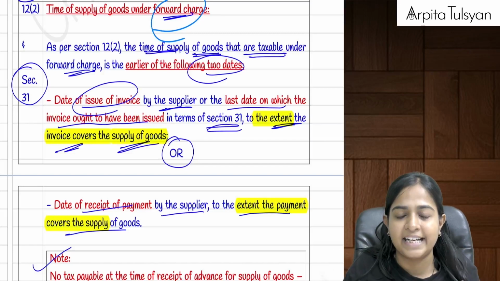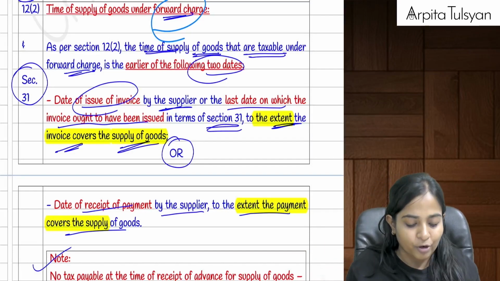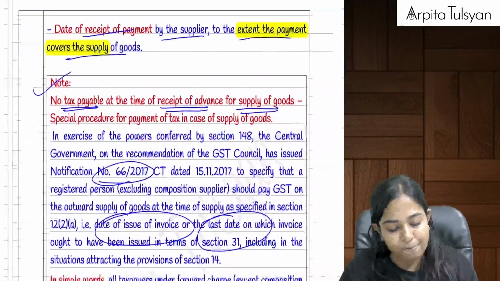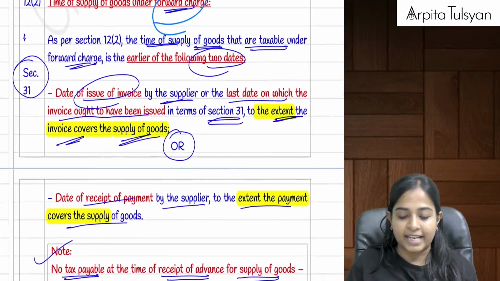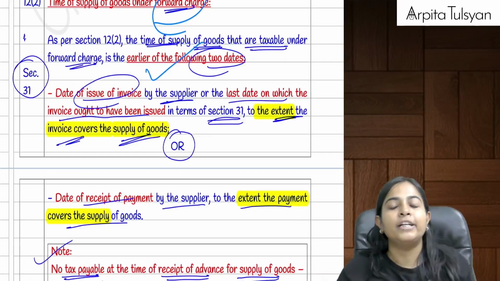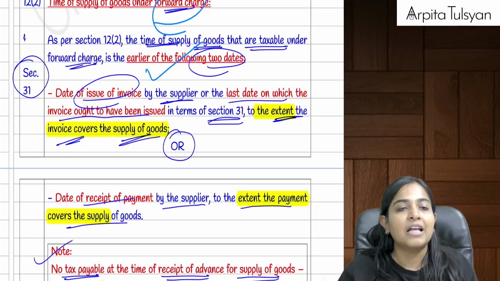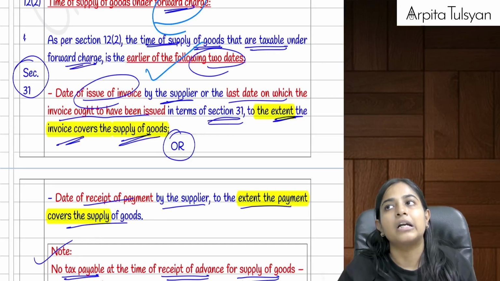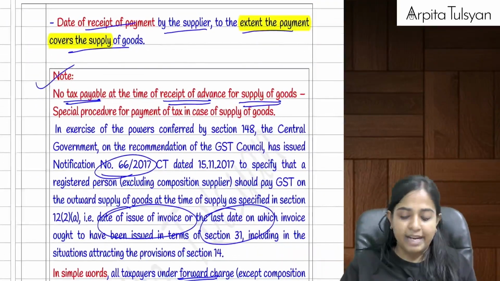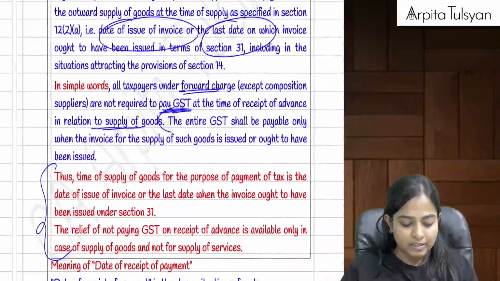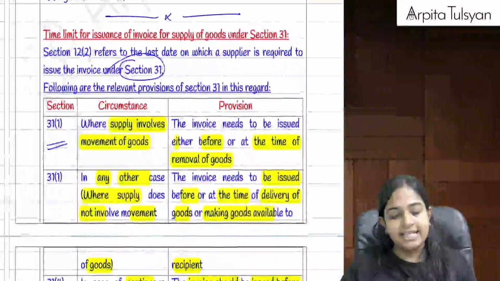Ma'am, what is the last date when the invoice should have been issued? We'll do that in section number 31. So this date of invoice or the date of receipt of payment, whichever is earlier. The time of supply will be the earlier of the following two dates. Most importantly, let us first understand what the last date of issuing the invoice is. Then we'll come back to this notification again. I'll take you to section number 31.